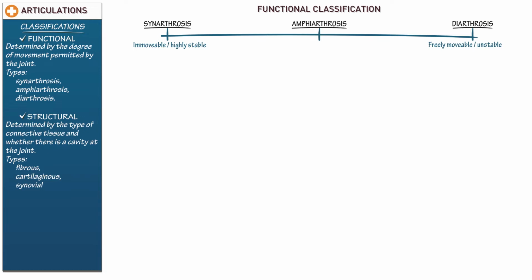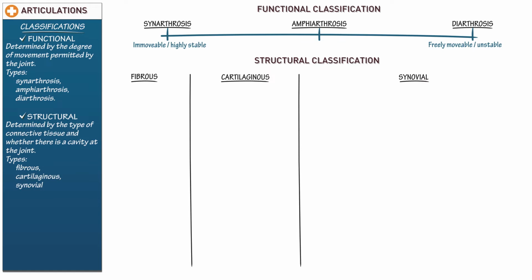Now let's address the structural classification of joints. As we do so, we will review the functional classification system to understand how the two systems interrelate. Show that based on the structural classification, joints categorize as fibrous, cartilaginous, or synovial. First, let's draw the three different types of fibrous joints: syndesmosis, suture, and gomphosis.